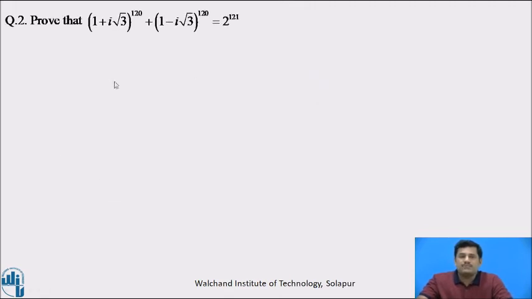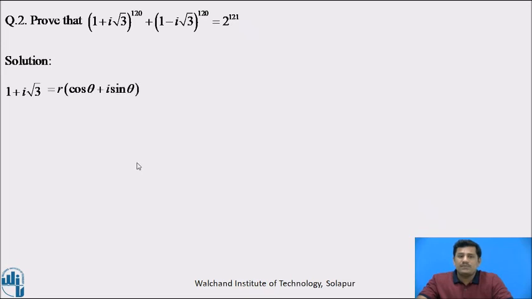Consider the next problem. Prove that 1 plus i root 3 raised to 120 plus 1 minus i root 3 raised to 120 equals 2 raised to 121. Solution. Again the same thing. First, we want to write down these two complex numbers, 1 plus i root 3 and 1 minus i root 3, in terms of polar form.